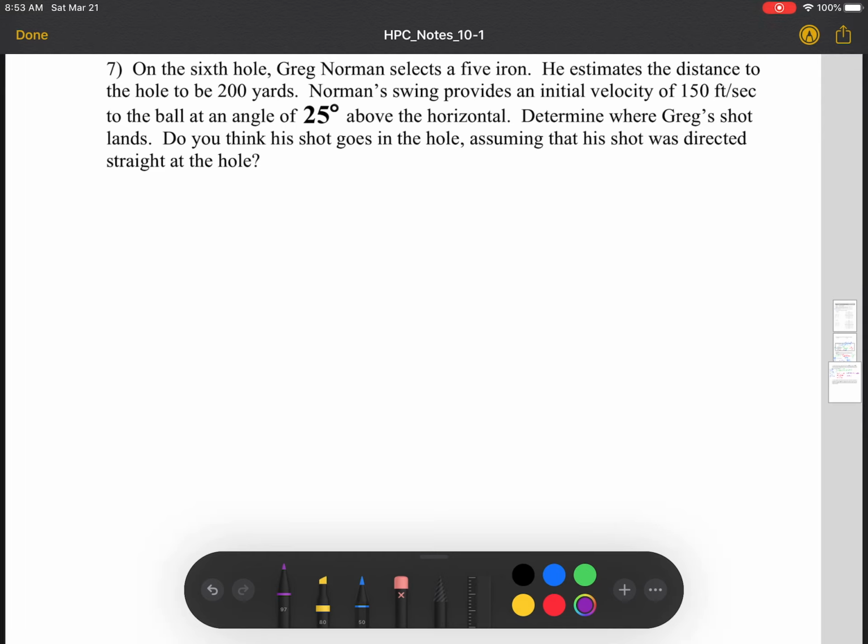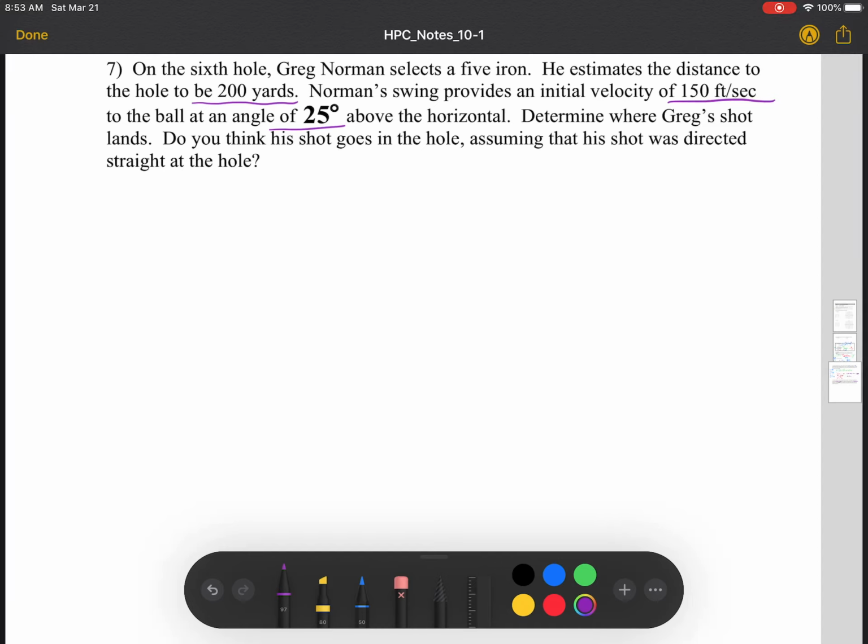Okay, it says on the 6th hole, Greg Norman selects a 5-iron. He estimates the distance to be about 200 yards to the hole. Norman's swing provides an initial velocity of 150 feet per second, and he hits the ball at an angle of 25 degrees above the horizontal. Determine where Greg's shot lands. Do you think his shot goes in the hole, assuming that his shot was directed straight at the hole?